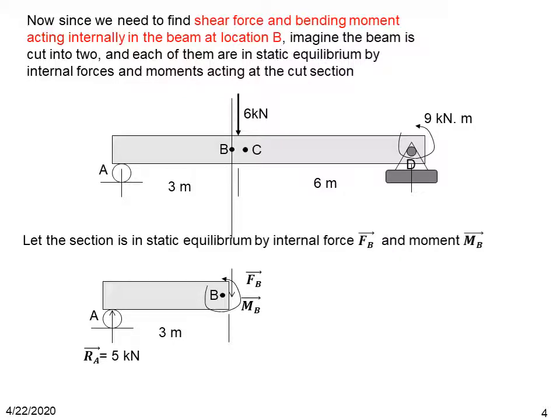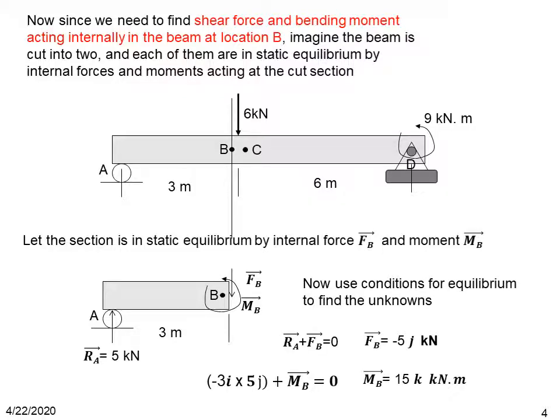Now, we're assuming that this section AB is in static equilibrium by internal force FB and the moment MB. Now we use the condition for static equilibrium to find these unknowns. The first condition is that the sum of the forces on this left cut section is 0. So we have RA acting and FB acting. The sum of these two will be 0. And since we know RA, FB will be minus RA, which is minus 5J kilonewton.